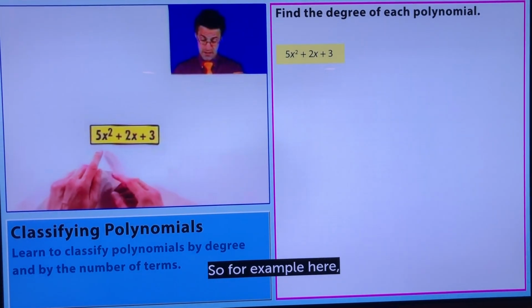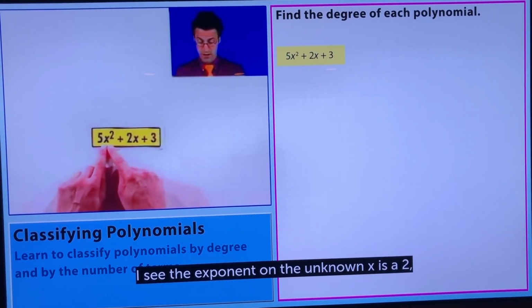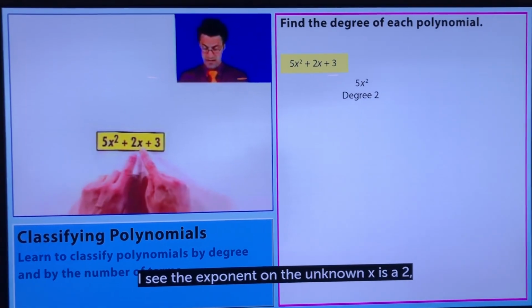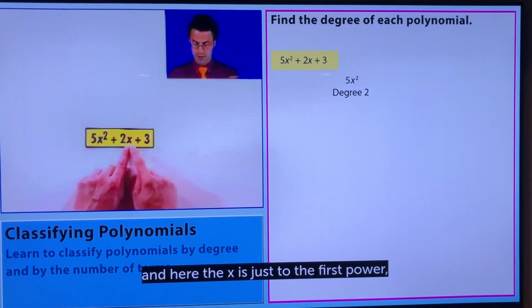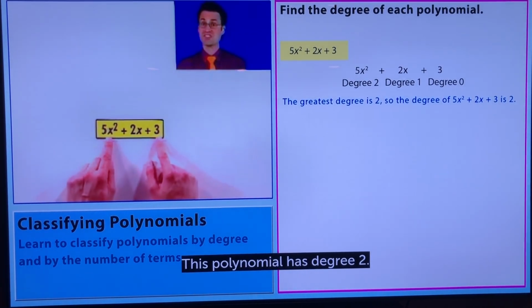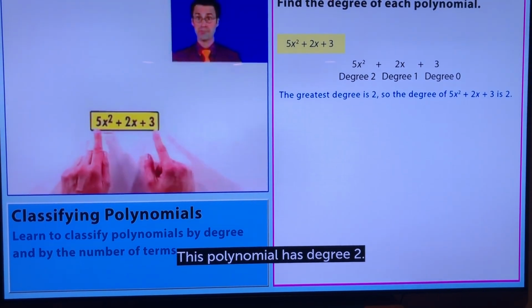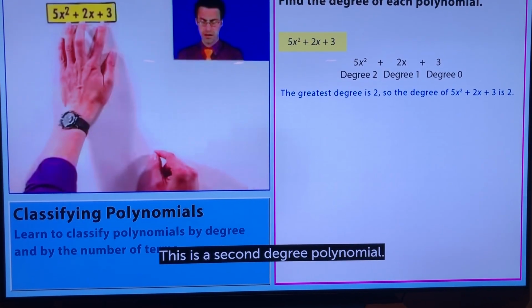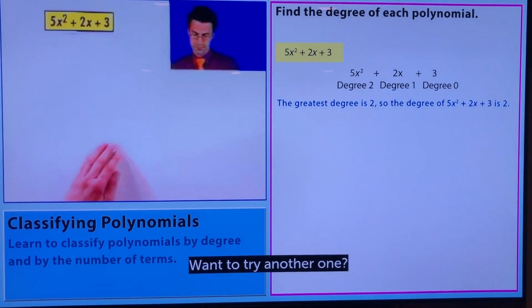So for example, here, I see the exponent on the unknown x is a 2, and here the x is just the first power, so the highest power here is 2. This polynomial has degree 2. This is a second degree polynomial. Want to try another one?